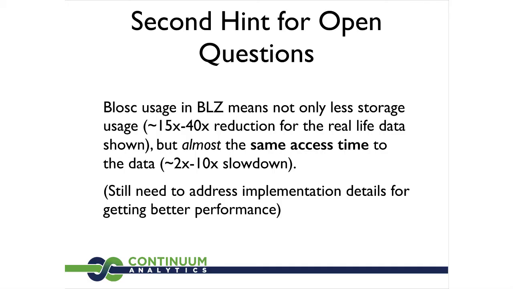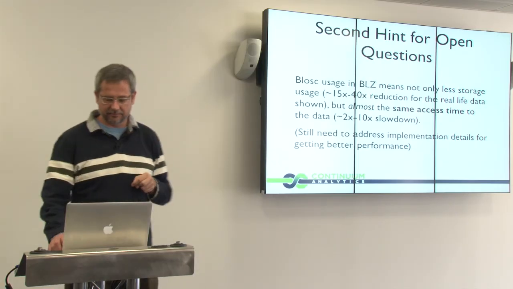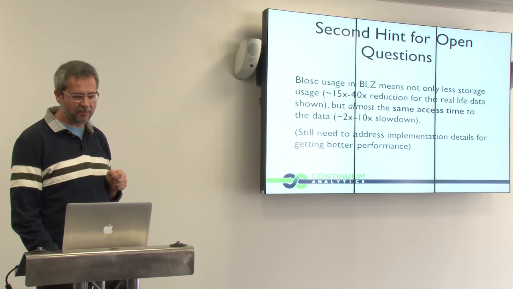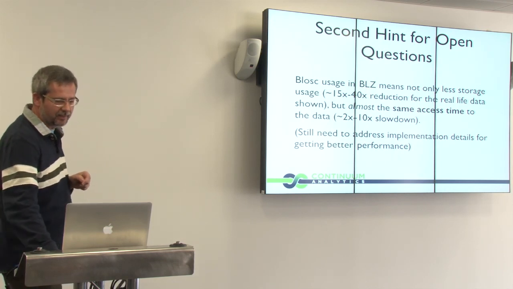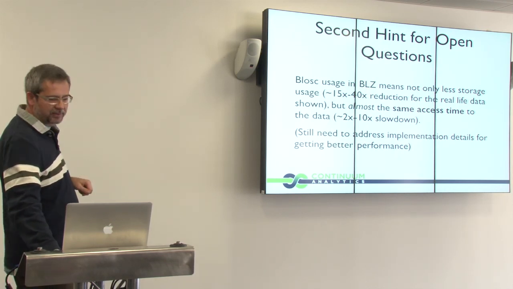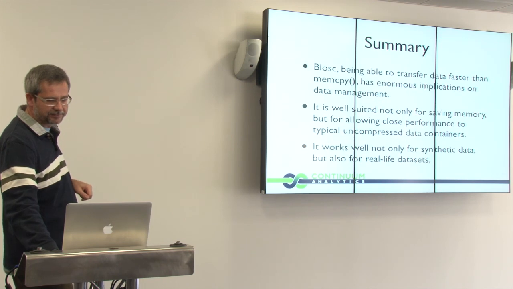So here we have the second hint for open questions. Blosc usage, for example, means not only less storage, but also almost the same access time as pandas, which is very heavy for doing queries. But I still need to address these implementation details for getting better performance.